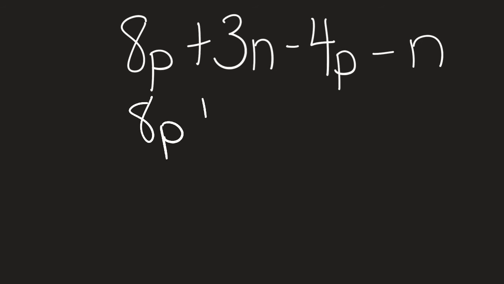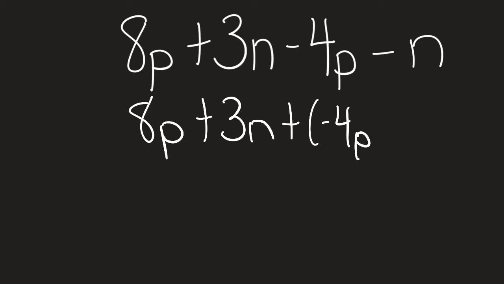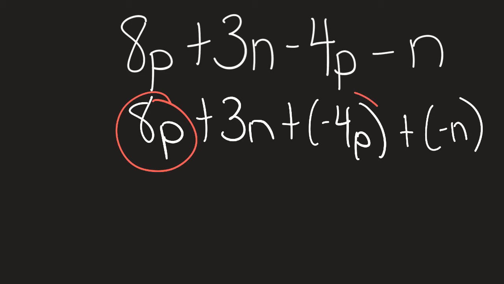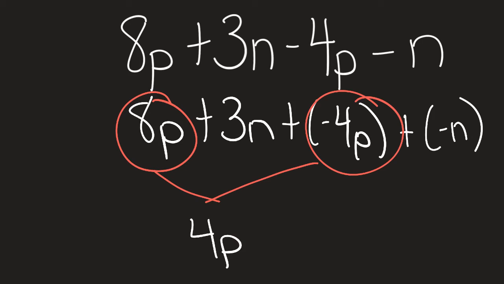We have 8p plus 3n, and then instead of making this minus 4p, we could rewrite it as plus a negative 4p plus a negative n. Okay, so then we combine our like terms, 8p with a negative 4p. So if I have 8p and a negative 4, or you could think of it as 8 minus the 4p, that would give me 4p.